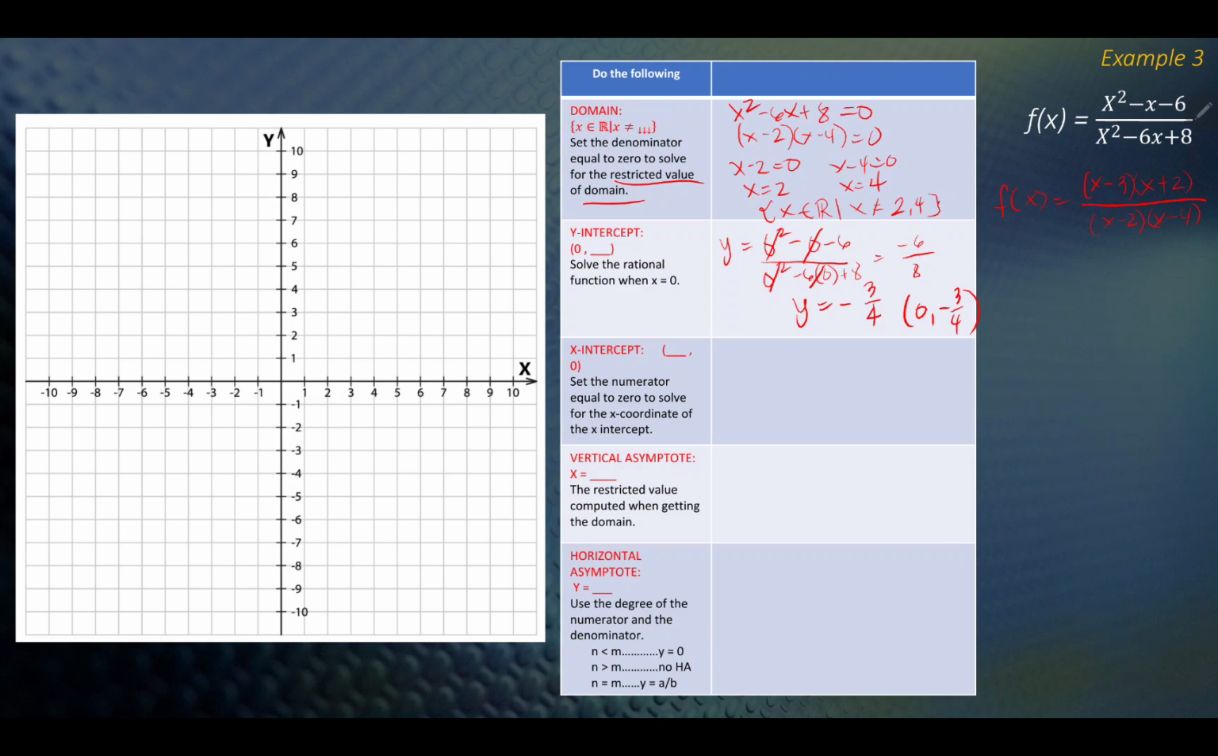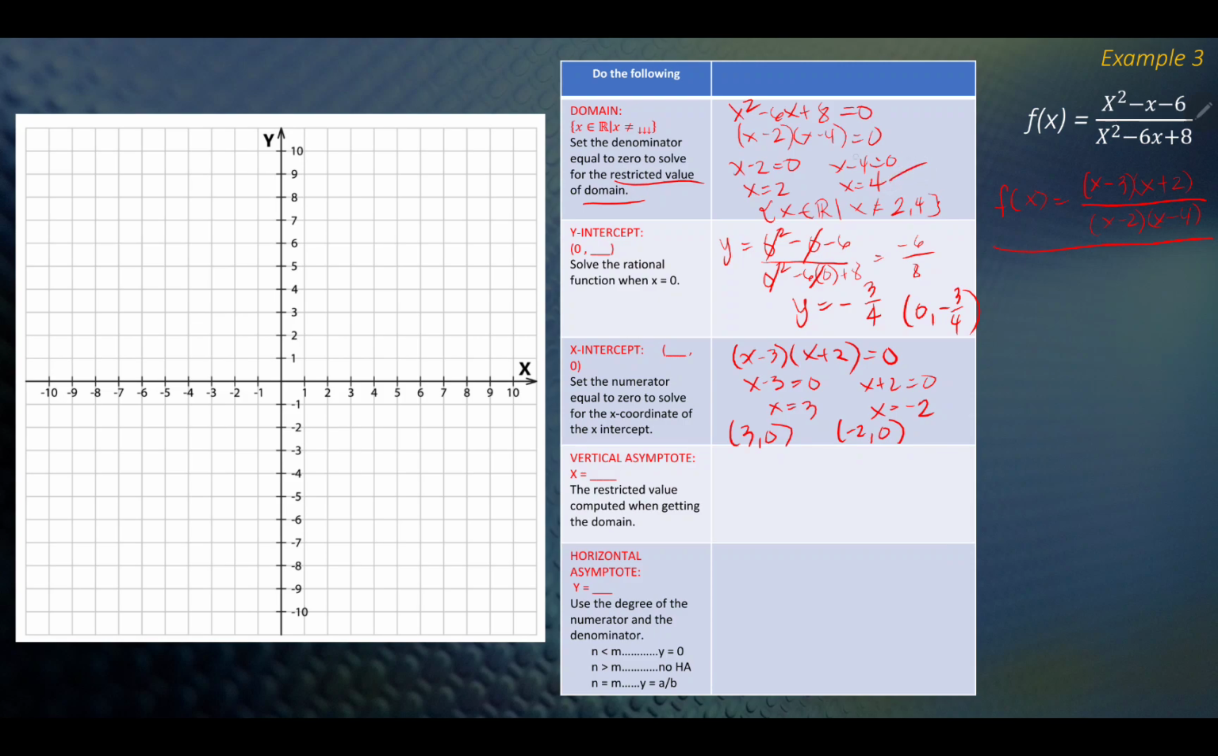Okay? For the x-intercept, numerator naman tayo, kunin na natin yung factor form, x minus 3, x plus 2. Maganda din kapag na-factor form natin yung given rational function kasi mas madaling mag-solve ng zeros. Hindi ka mag-iisip while computing for the x-intercept kung ano yung mga factors. So x minus 3 equals 0, x equals 3, then x plus 2 equals 0, x equals negative 2. So we have two x-intercepts. We have 3, 0, and negative 2, 0.